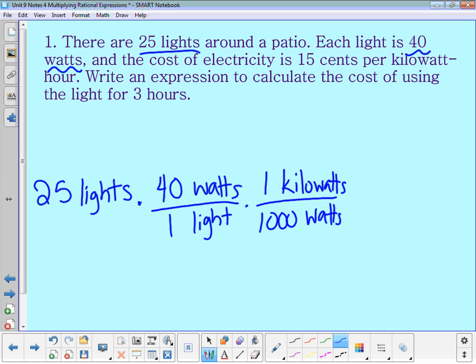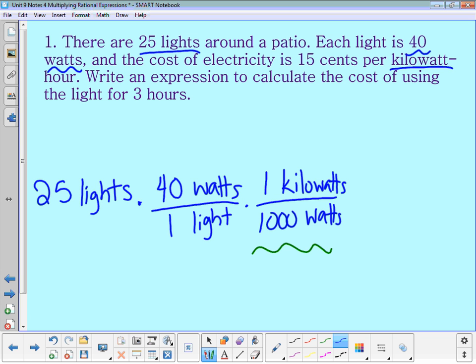Okay, well, let's look at this. Kilo means 1,000. So that means a kilowatt is 1,000 watts. So this right here that I just did was to help me change my label. Okay, so I noticed that later it tells us that it's 15 cents per kilowatt. So I don't want to know how many watts there are. I want to know how many kilowatts there are. So that's why I'm dividing everything by 1,000.